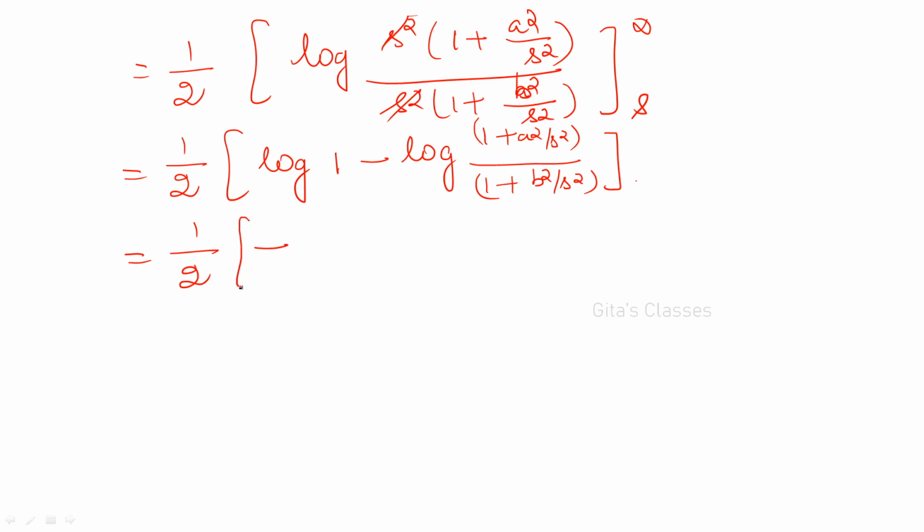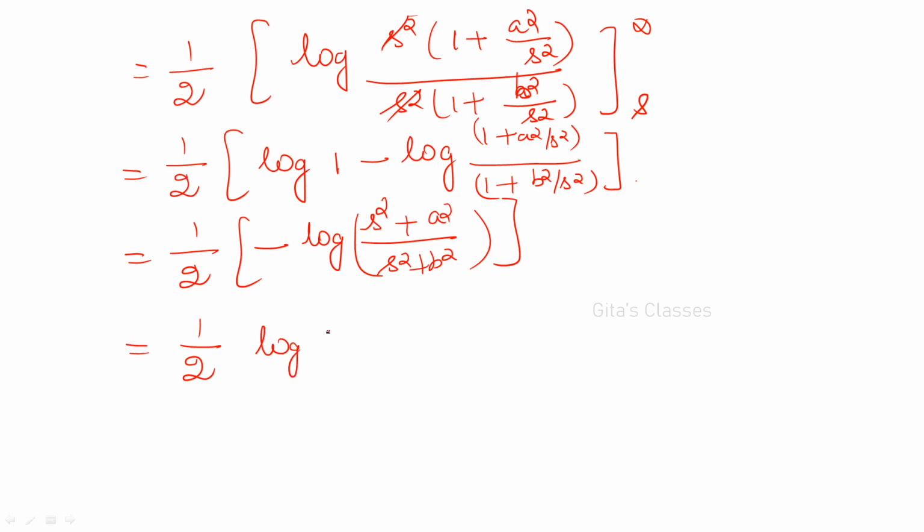So minus of log of. Now you take LCM. So s squared plus a squared by s squared plus b squared, which is equal to 1 by 2 into log of s squared plus b squared. That minus we can take it to the power, so it will become power minus 1. So s squared plus b squared by s squared plus a squared, the whole power 1 by 2.